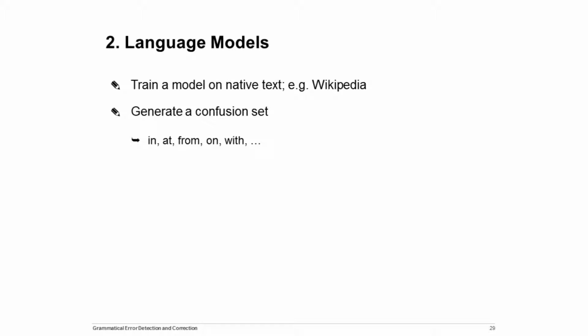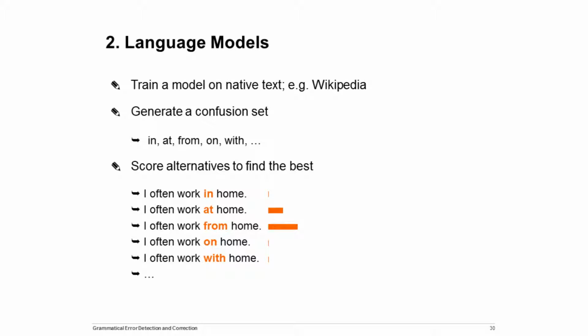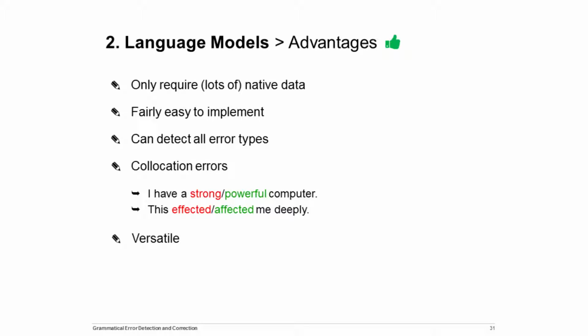So here I've given the example of prepositions. You just list all the possible prepositions, and then given your sentence you can just try them sequentially. "I often work in home" is not very probable, but "I often work at home" or "from home" is more probable, and so then you can detect which prepositions are more likely in a given context. And that's roughly how language models work.